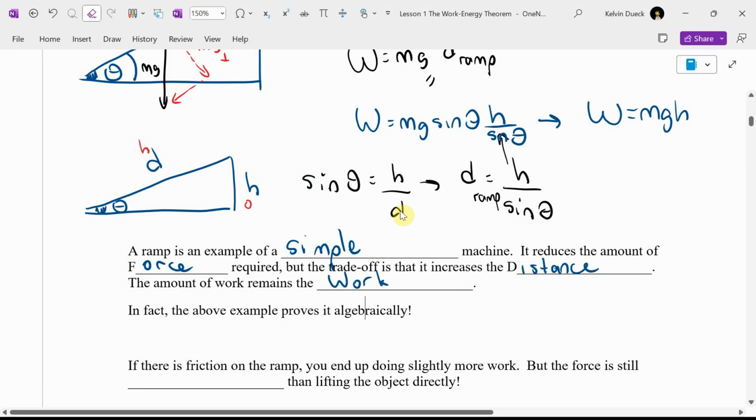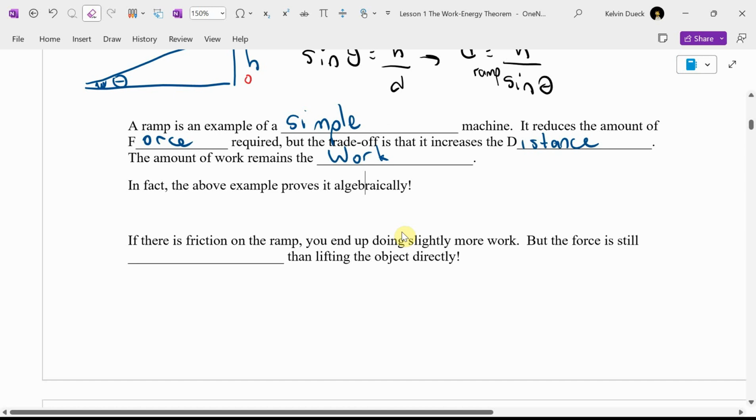They're all clever ways where you can increase your distance, reduce your force, same amount of work. If there's friction on the ramp, you end up doing more overall work, but the force is still going to be way smaller than lifting it directly.